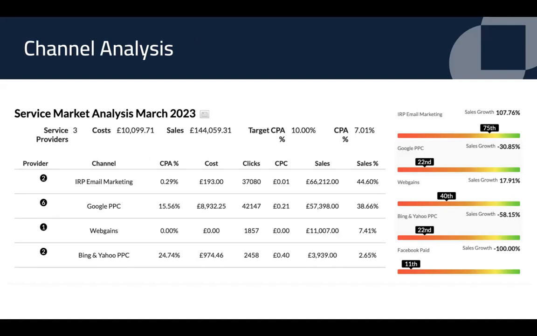You're going to have email marketing. Most likely you're going to run that in-house. You'll have a service provider providing Google PPC. You may have a service provider providing the affiliate channel, and you'll have a service provider running Bing and Yahoo.